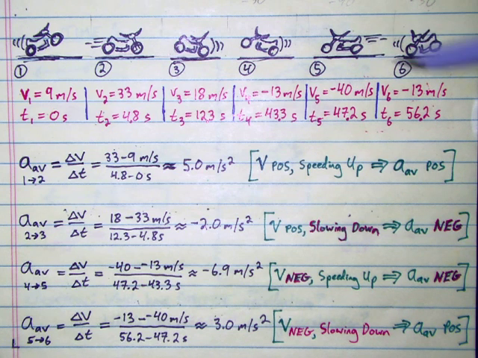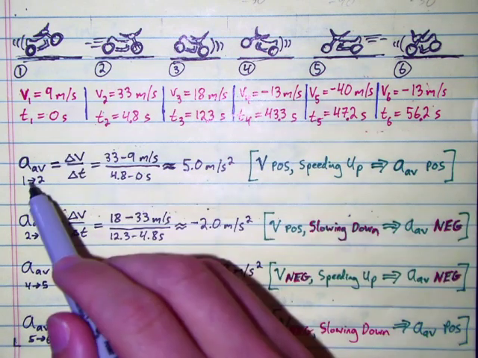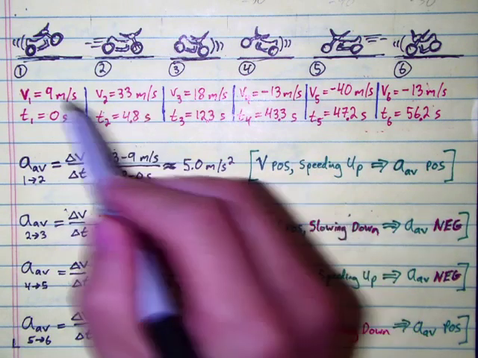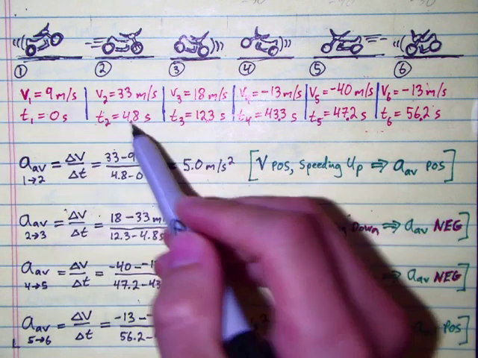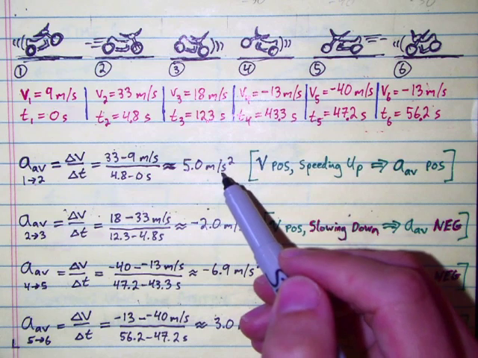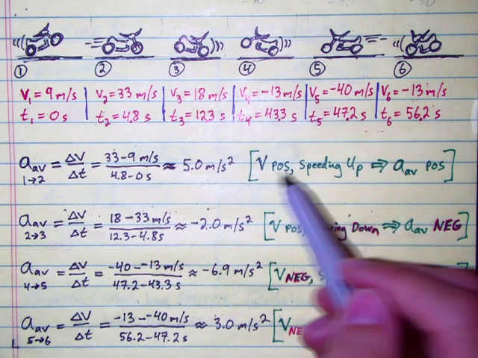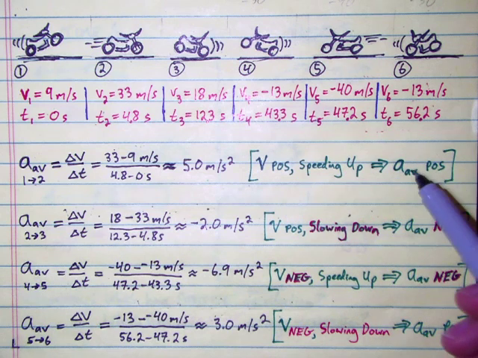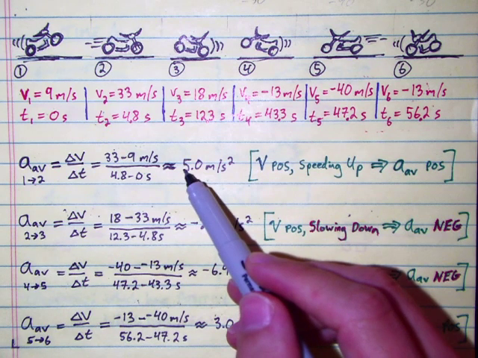And then it's slowed down some, but still is moving in the negative direction by the end, negative 13 meters per second by event 6. Let's look at the average acceleration between some of these pairs of events. Between 1 and 2, final velocity minus initial velocity, 33 minus 9, over the change in time, 4.8 minus 0, gives us 5 meters per second squared. Our velocities were positive, and he was speeding up the whole time, which gives us a positive average acceleration, positive 5 meters per second squared.